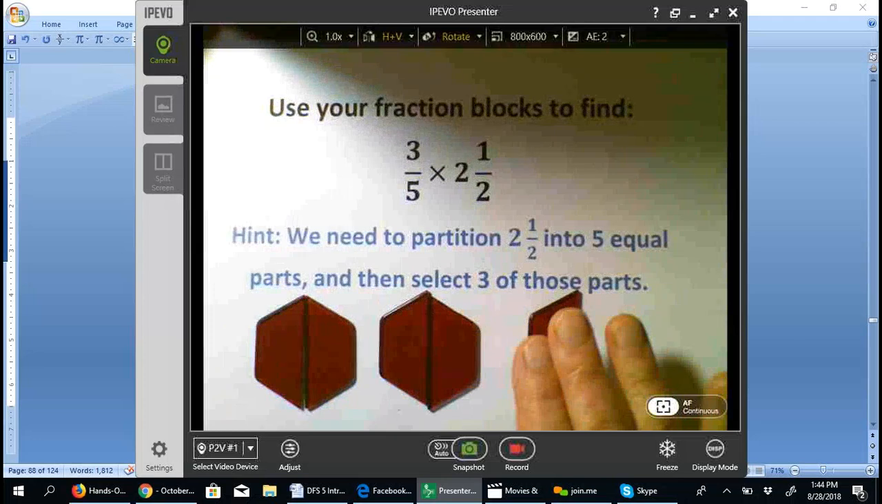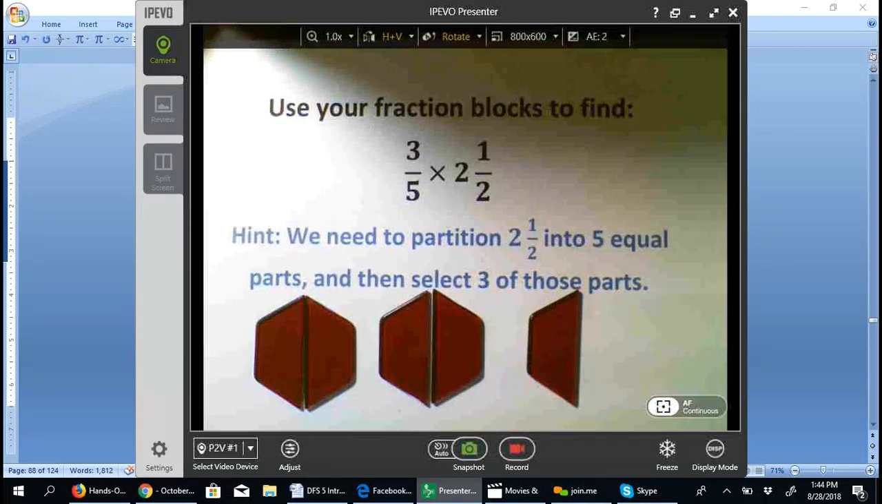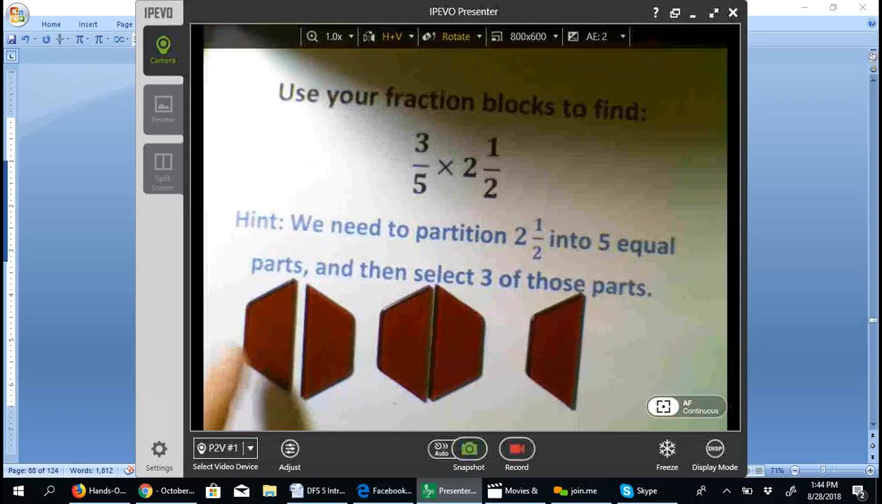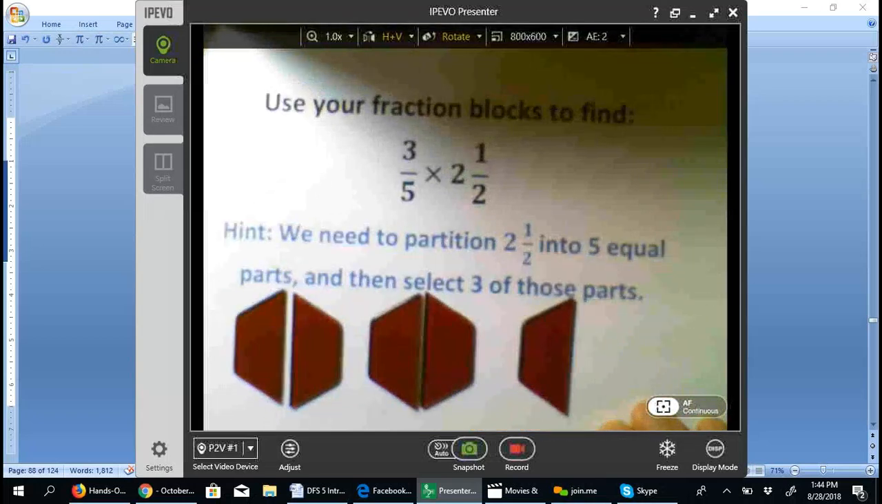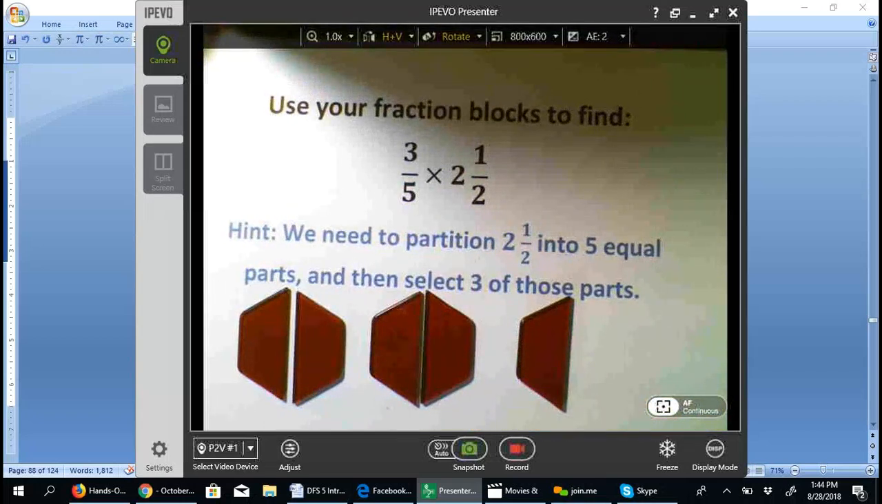So notice we still have 2.5, but now we are in a position to take 3/5 of all of that, because each of these red blocks is 1/5. So therefore, what will the answer be? 3/5 of 2.5 is what? Text out your response.